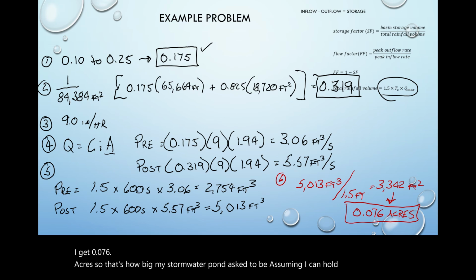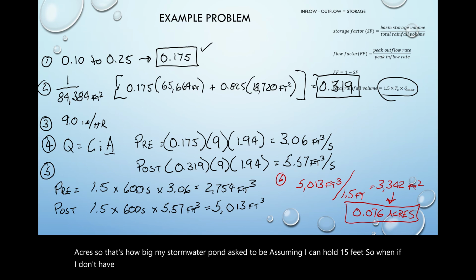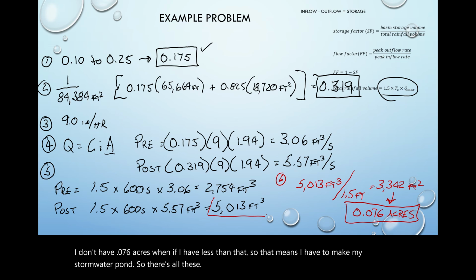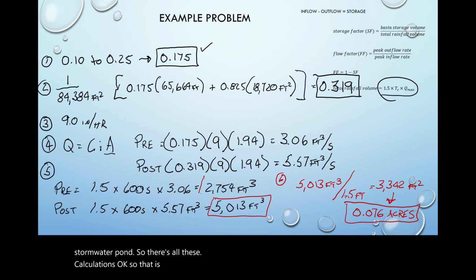So what if I don't have 0.076 acres? What if I have less than that? So that means I have to make my stormwater pond deeper. So there's all these calculations. Okay, so that is a really basic stormwater pond flow.